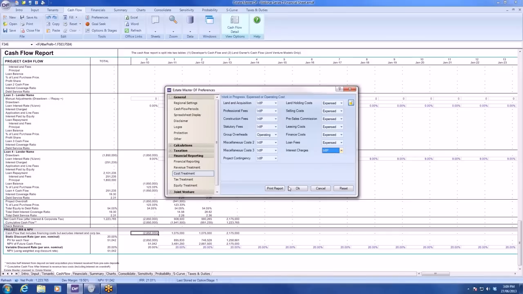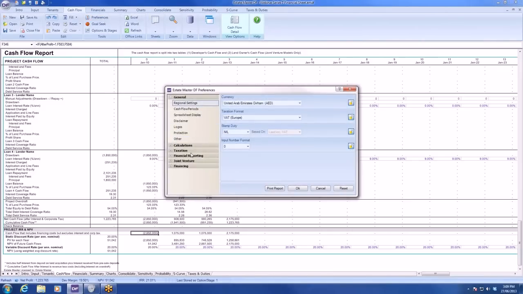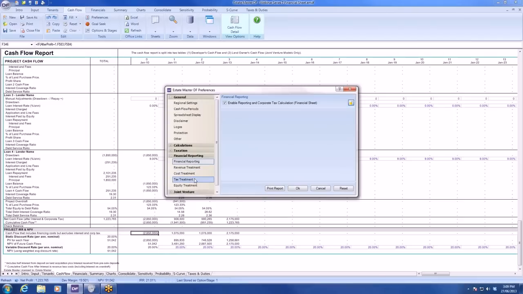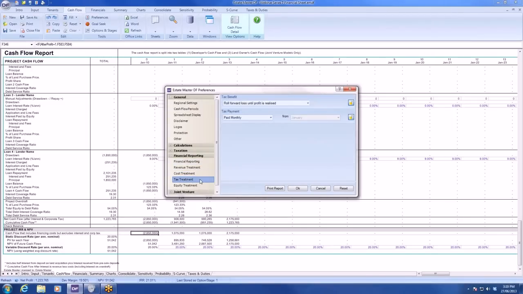So I'll just click on that because I just update my cash flow. Just go back into the financial reporting. We've done cost treatment, tax treatment. In this new updated version, we have the ability to roll forward tax losses, or alternatively realize those tax benefits at the time of loss.